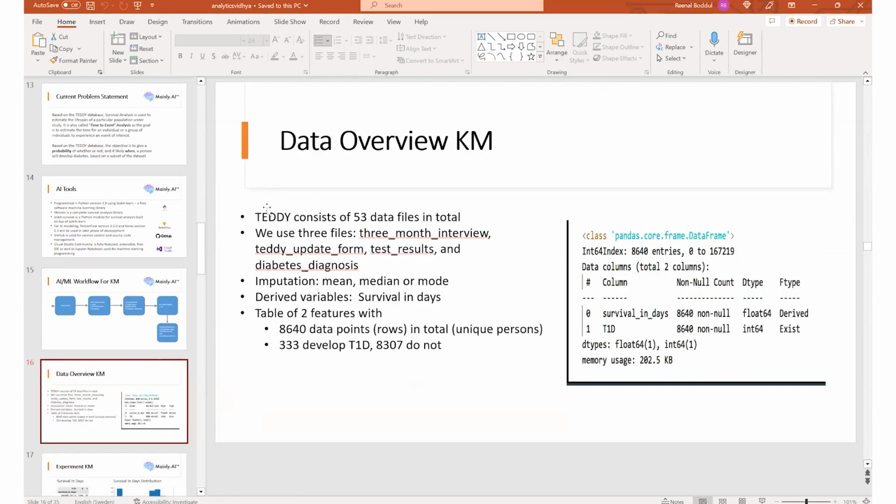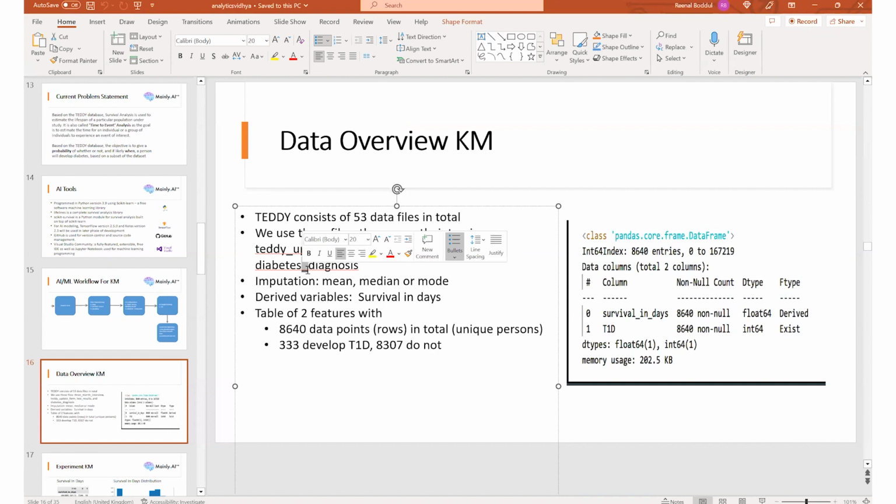As I mentioned, TEDDY consists of 53 different files. For this particular experiment we use 3 files: the 3 months interview, the TEDDY update form, and the test result and diabetes diagnosis. In each file there are different variables which we want to capture. In the test result we have information about whether the GAD antibody is present or not. In the diabetes diagnosis file we have information about whether the person is diagnosed with T1D or not.